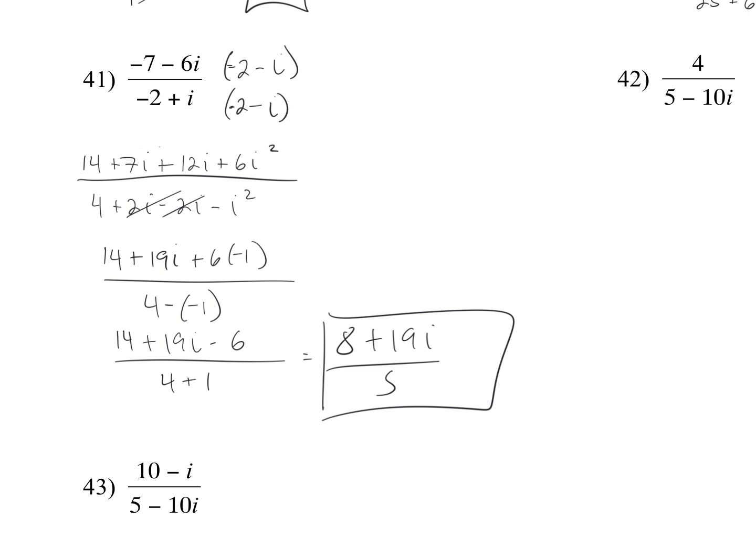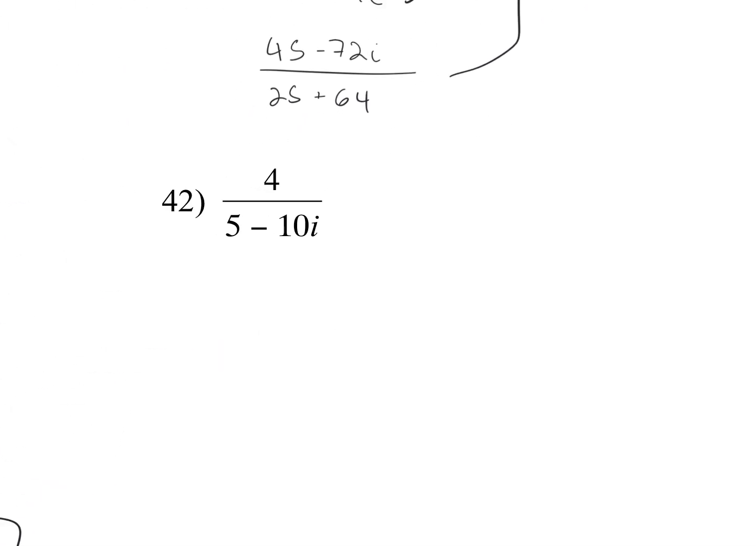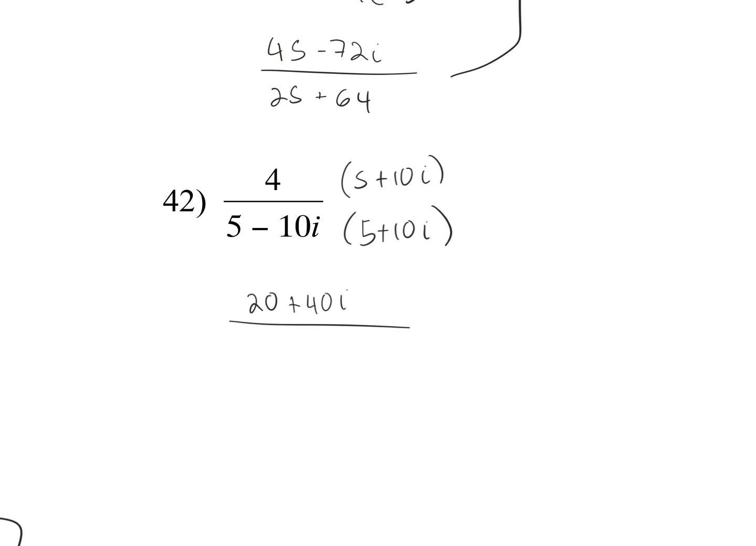All right, for 42, it's going to be 5 plus 10i on both of these. So I'm going to distribute that 4 to get 20 plus 40i, and I'm going to distribute the bottom. I will get 25 plus 50i minus 50i minus 100i squared. These cancel out. So it's going to become 20 plus 40i over 25 minus 100.